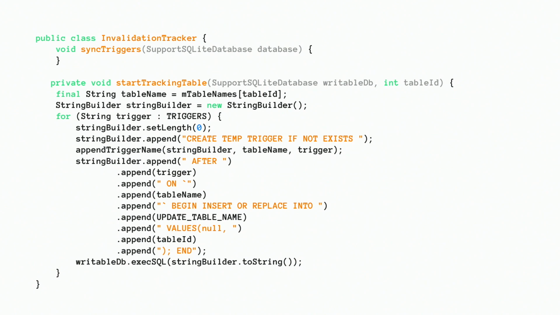And the way it does that is it creates a temporary table, a different table that is only accessible and only Room knows about. And the syntax of the trigger will be something like, whenever a row is being added to this table, add a row in our temporary table.